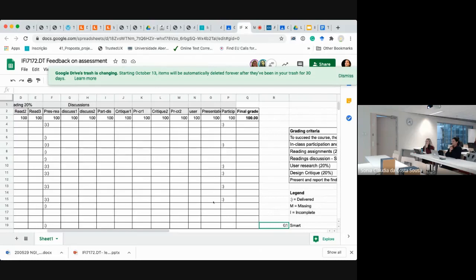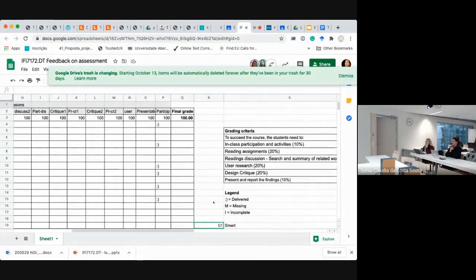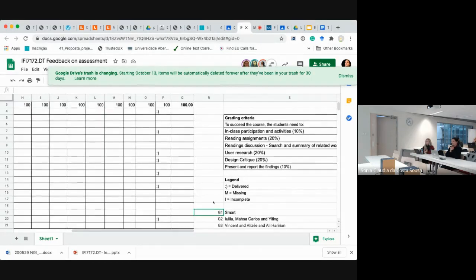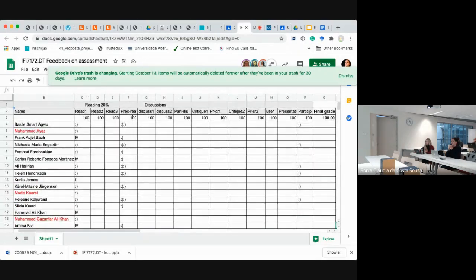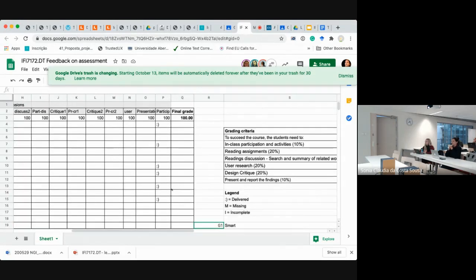If I see all of this with smiles, you'll be happy because you already passed the course, and I'll be happy because I achieved my objective, that was to teach you. Basically, you need to participate in the activities. Sometimes here, you see, present readings, discuss, participate in the discussion. This also counts as a smile. Sometimes I had two smiles, sometimes I had one smile. It depends on the amount of smiles that you have.